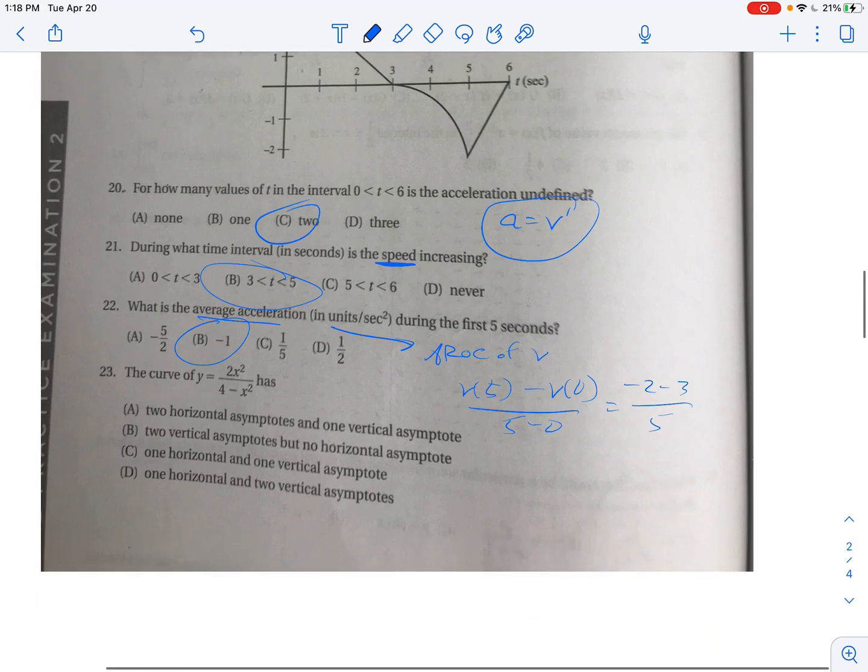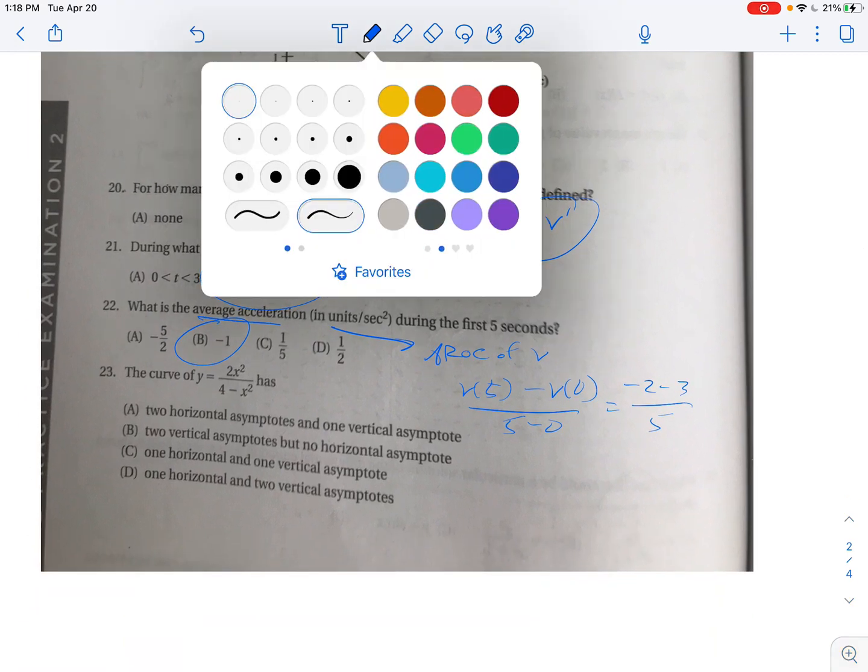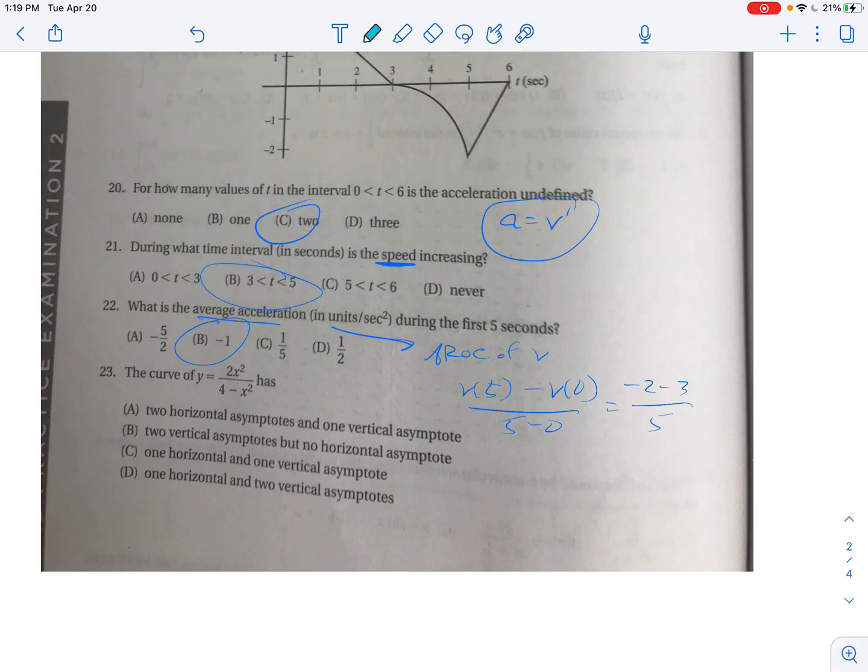Number 23, another one of these pre-calc kind of problems that wouldn't likely show up on the actual test. Hopefully you remember that assuming something is reduced, vertical asymptotes occur when the denominator is 0. This denominator is 0 at x equals plus or minus 2, so there are two vertical asymptotes and D is the only possible choice. You can also confirm that in the long run, y equals -2 is the horizontal asymptote.